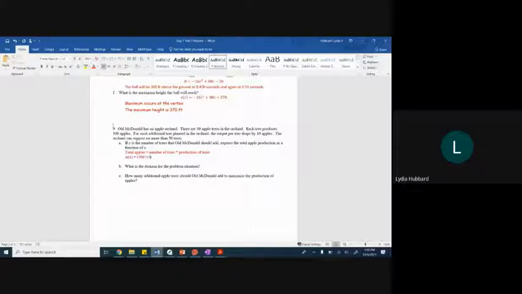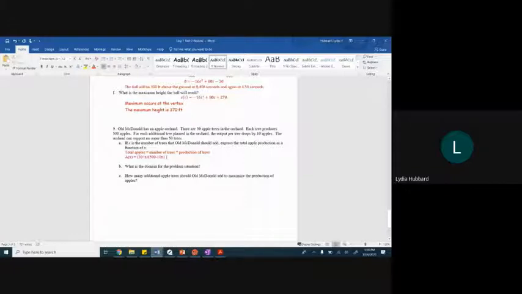So 30 times 500. That's great, but that's not really a function. This is saying, starting out, there are 30 apple trees in the orchard, and each one produces 500. So for each additional tree planted in the orchard, for every X that we add to the total number of trees, the output per tree drops by 10 apples. So from 500, we're losing 10 apples for each one of those trees. This would be our starting point for an equation like this.